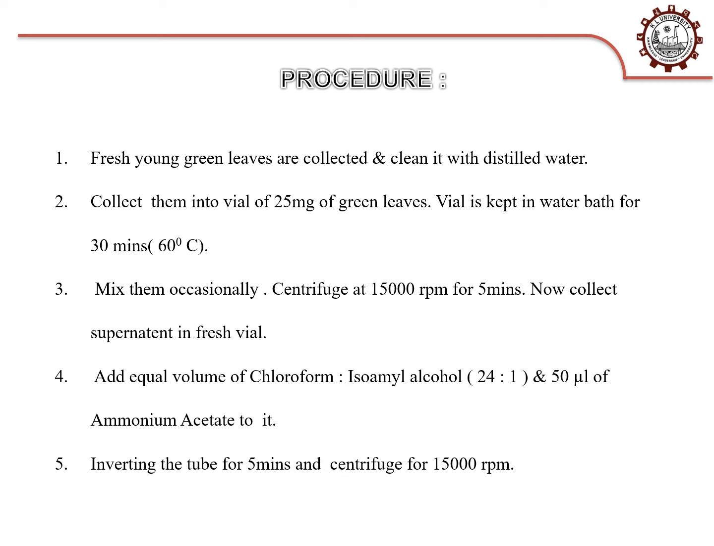And now we have to keep that vial in a centrifuge at 15,000 rpm for 5 minutes. After centrifugation, we have to collect the supernatant in a fresh vial. Now we have to add an equal volume of chloroform to isoamyl alcohol in a 24:1 ratio, and we have to add 50 ml of ammonium acetate to the vial, and we have to invert and mix for 5 minutes, and then we have to centrifuge the vial at 15,000 rpm.